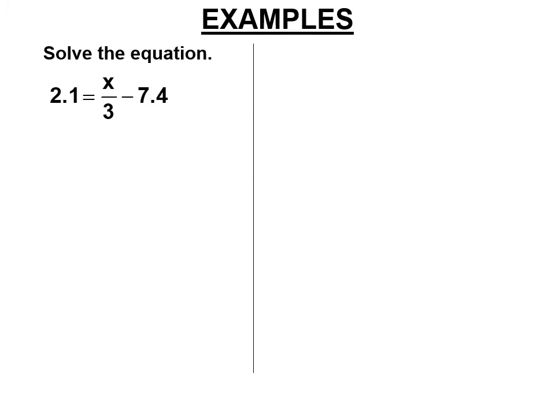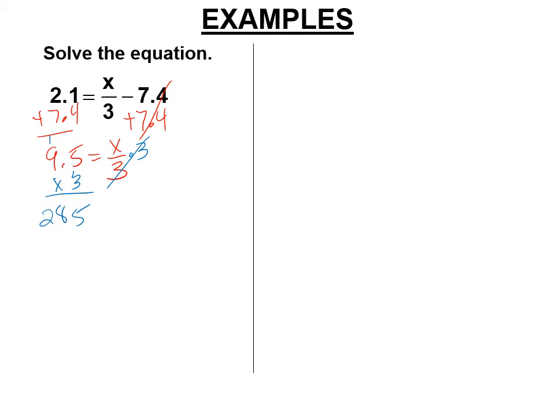So now let's put some decimals in here as promised. Minus 7.4 means we're adding 7.4 to both sides. I'm getting 9.5 equals x divided by 3. X divided by 3 means we're multiplying both sides by 3. 3 times 5 is 15. 3 times 9 is 27. 28. Move the decimal point. 28.5 equals x.